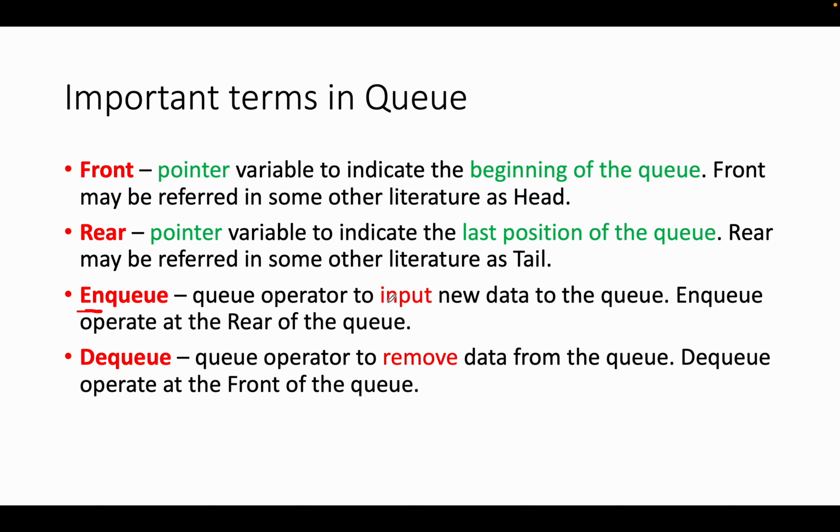N is enter, so NQ is to enter new data into the queue. DQ, D is delete, so we remove data from the queue. When we DQ, it will be from the front of the queue, but when we NQ, we add the data into the rear part of the queue.